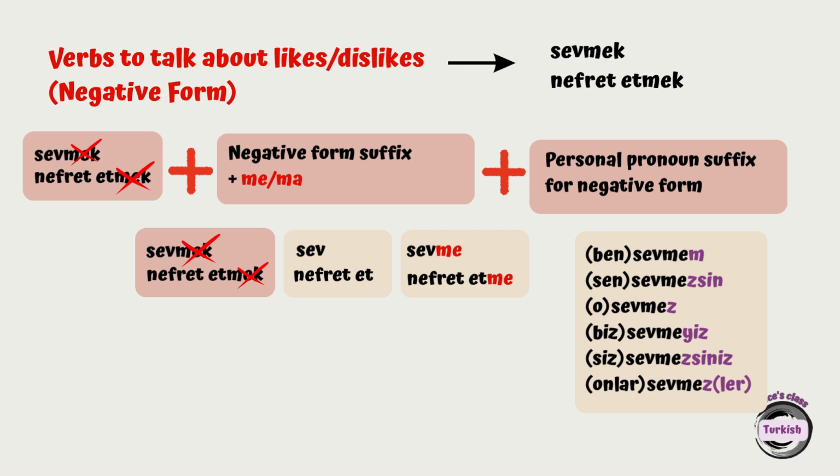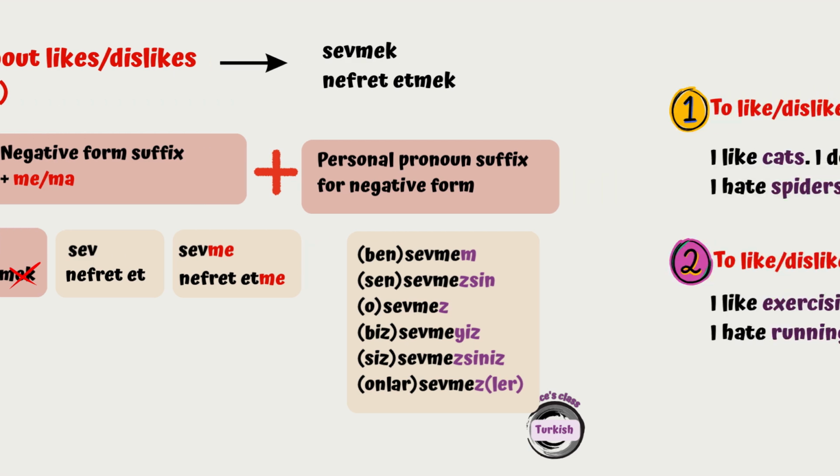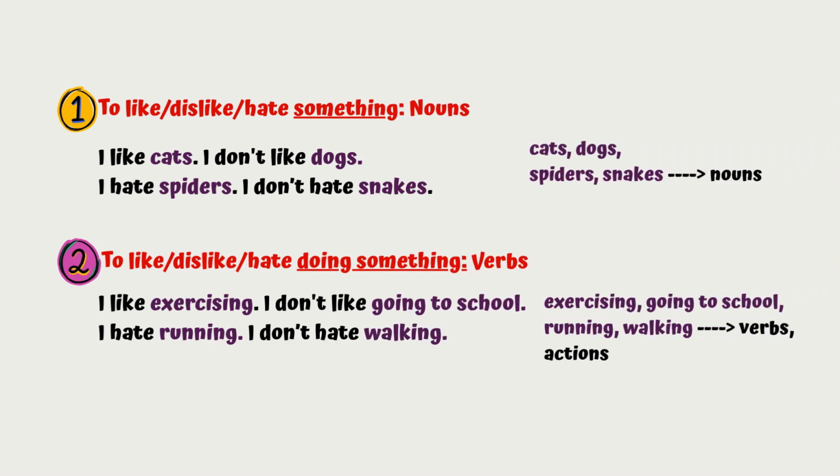So after reviewing the rules for Geniş Zaman, the simple present tense, let's move into constructing sentences. So when we are talking about likes and dislikes, we have two ways. One of them is to say to like, to dislike, or to hate something, which means we're using nouns like these examples: cats, dogs, spiders, and snakes. Or we can use verbs to say I like or I don't like or I hate doing something, like these examples: exercising, going to, running, or walking.